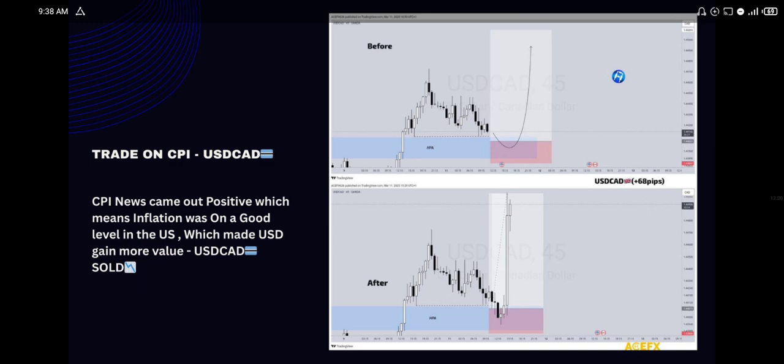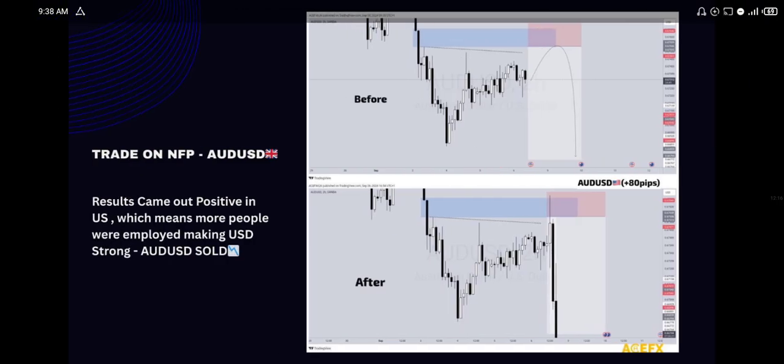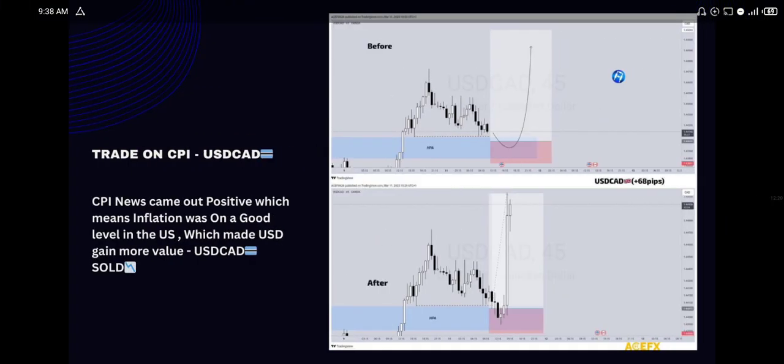So CPI news came out positive, which means inflation was on a good level in the US, which made USD gain more value over USD CAD, which made USD CAD buy. I would have put buy there. I don't know why I put sold. I think it's a mistake, because I put AUD sold here. By correcting it, I put USD CAD sold.